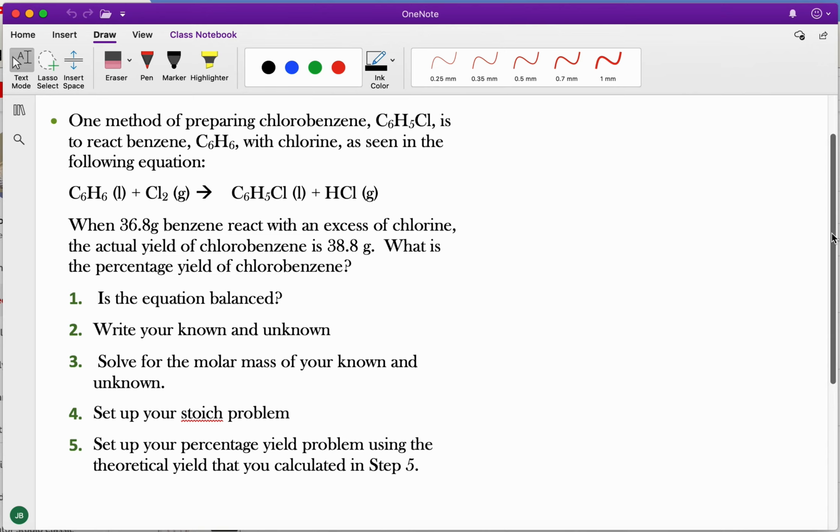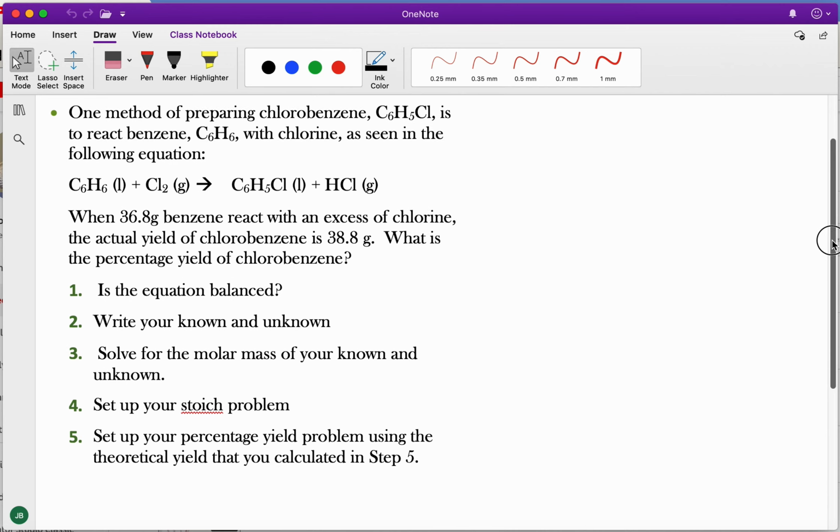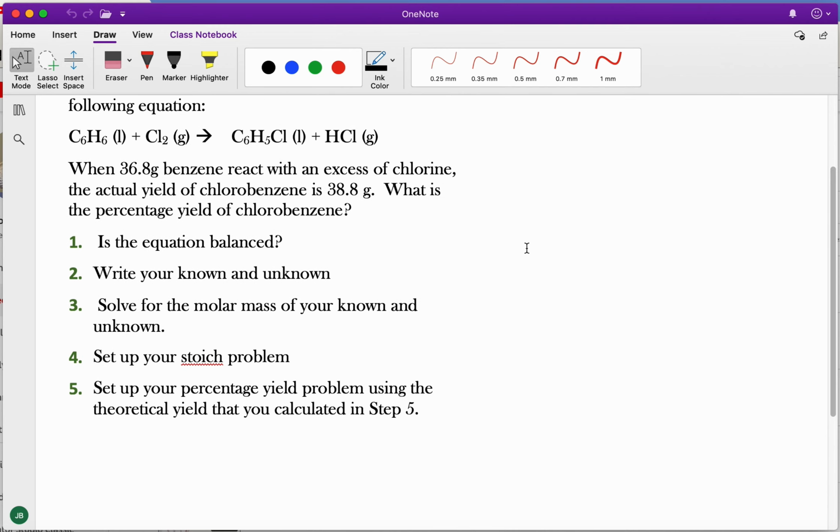So first things first, always: is the equation balanced? And as you look at it, you'll see that your carbons are balanced. You have 6 on either side. Hydrogens are balanced. You have 6 on either side. And the chlorines are balanced.